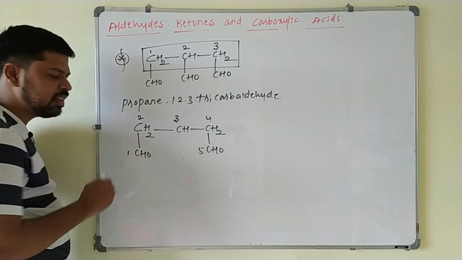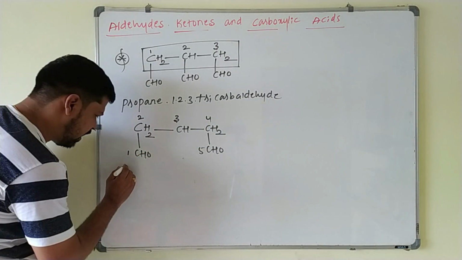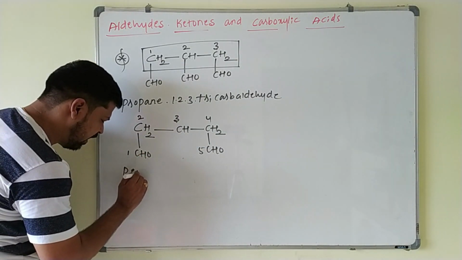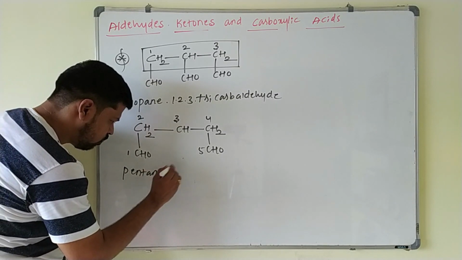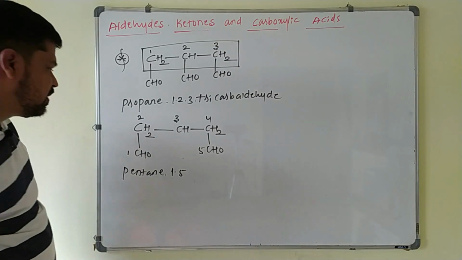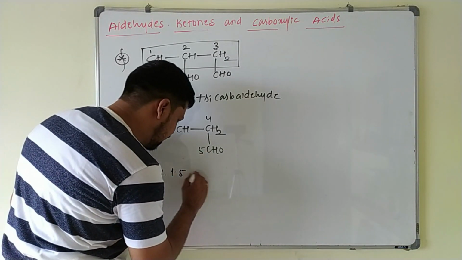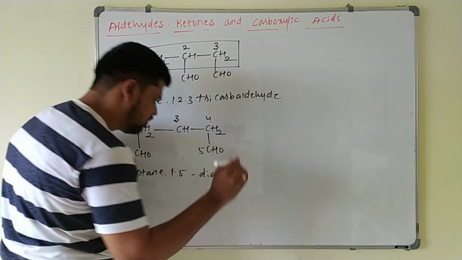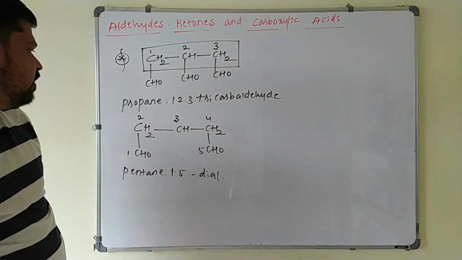Then what happens here? Total 5 carbon atoms are there in the parent chain. Now the name of this compound becomes pentane. 1, 5. First position, 5th position aldehyde group is there. Pentane 1,5-dial it is. This is the rule you have to follow here.